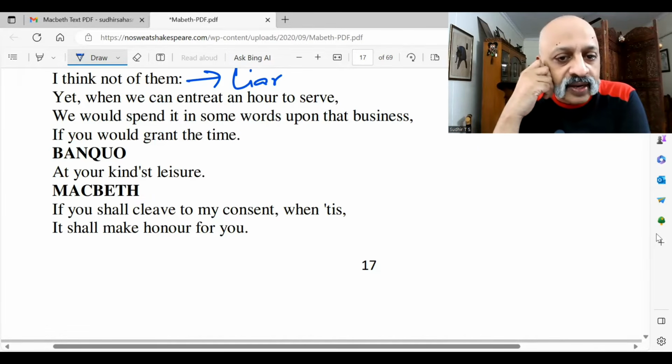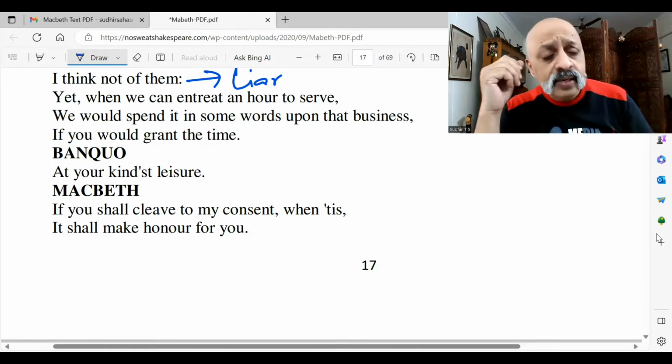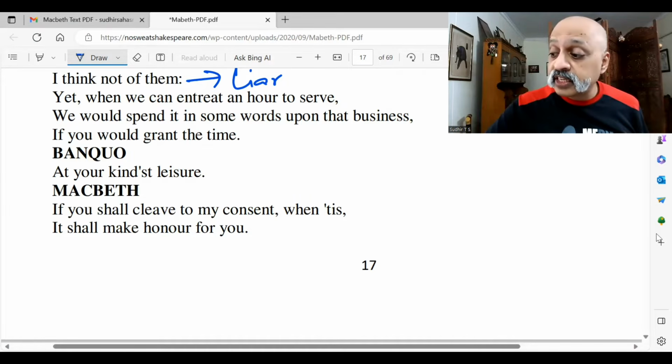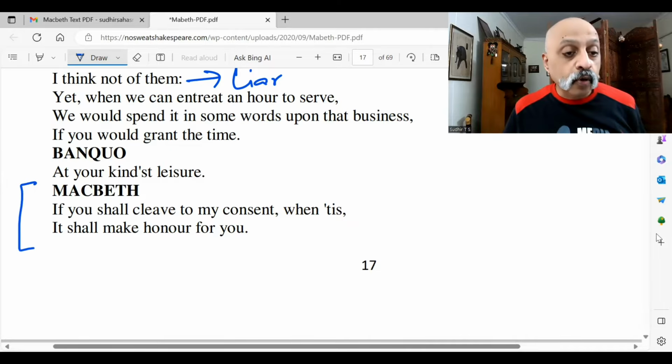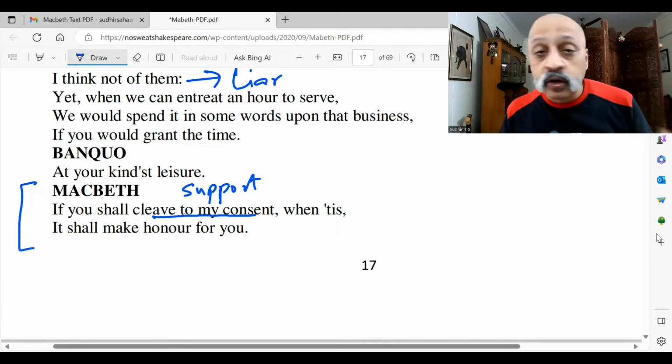If you shall cleave to my consent when it shall make honor for you. So now Macbeth is saying something very important here, and this particular passage is important. Okay, this particular passage is important. He says, if you shall cleave to my consent, यानी कि अगर तुम मेरा समर्थन करते हो, if you will support me when it is, then when the time comes, it will result in more honor for you.